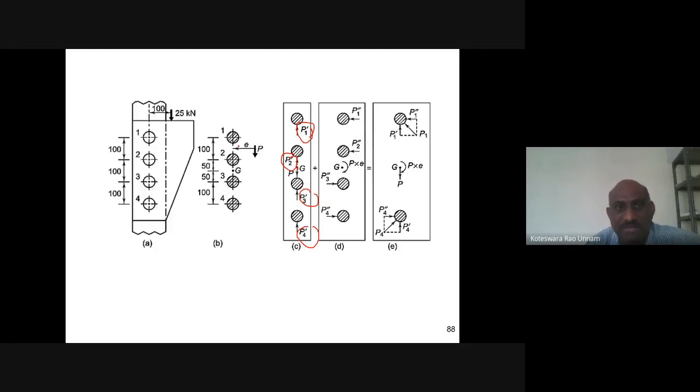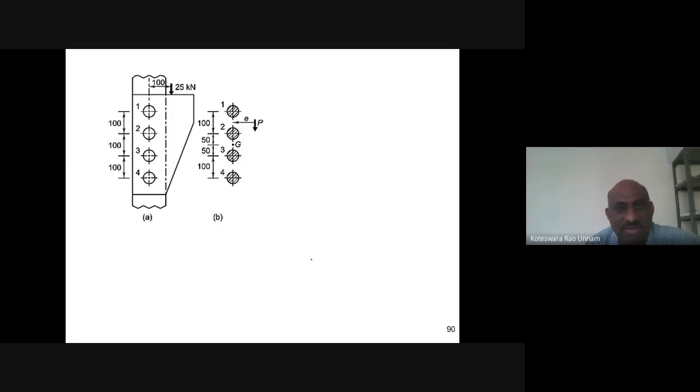Here you can see that he has marked the distance from G to this rivet and this rivet. This is 50, this is 50, this is 100 and 100. Based on that, he identified the R values. Then the primary shear forces and secondary shear forces are also marked here. So this is the data he has given.